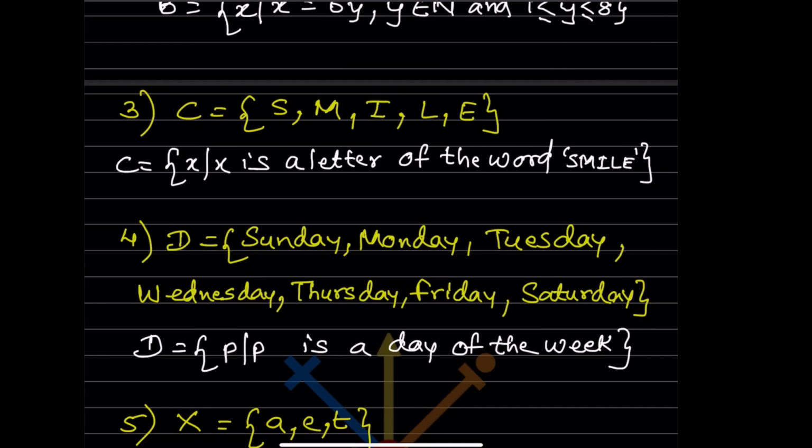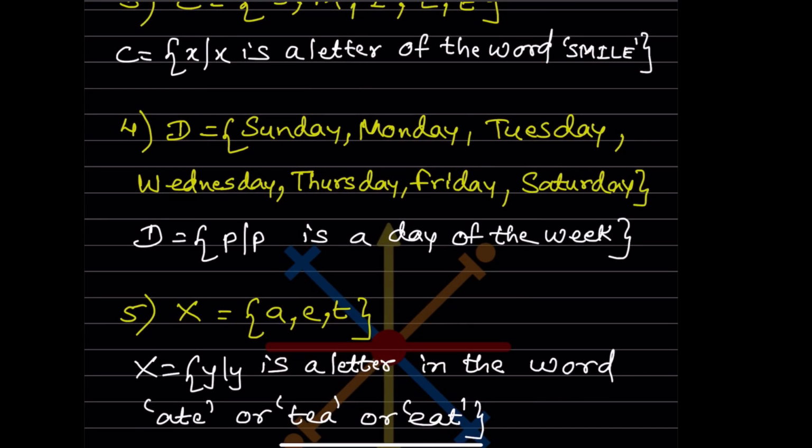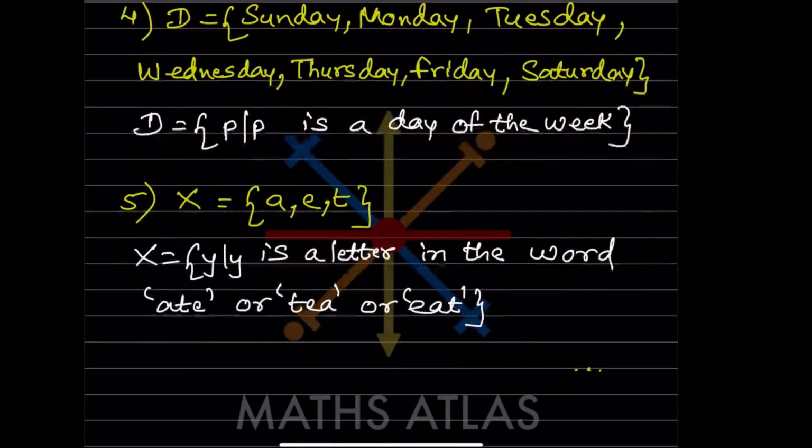So now here C is equal to this SMILE. This is the word smile. So how are you going to write here? C is equal to, it's a letter of the word smile. So this thing is nothing but the word smile. So now here D is equal to Sunday, Monday, Tuesday. These are all the days of the week. So this one we can write is a day of the week.